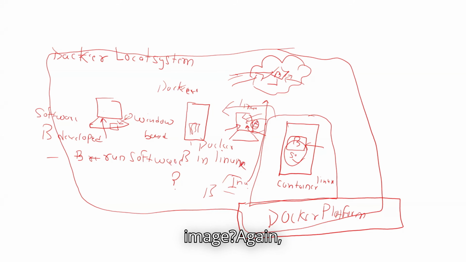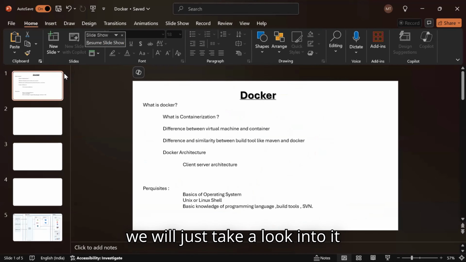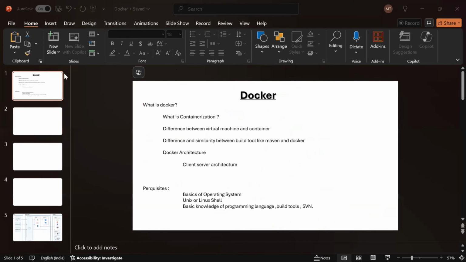What is a Docker image? Again, we will take a look into it shortly.